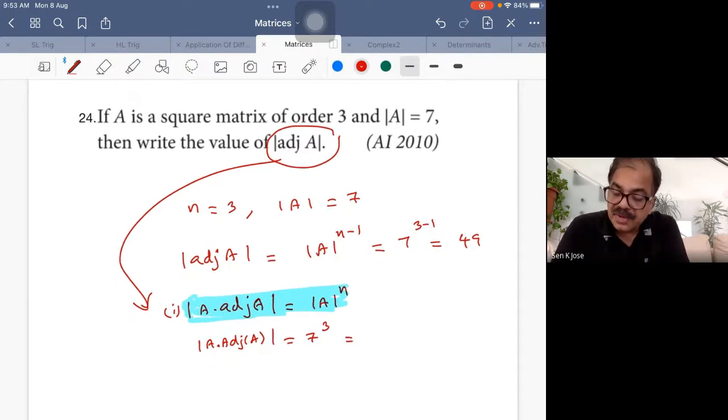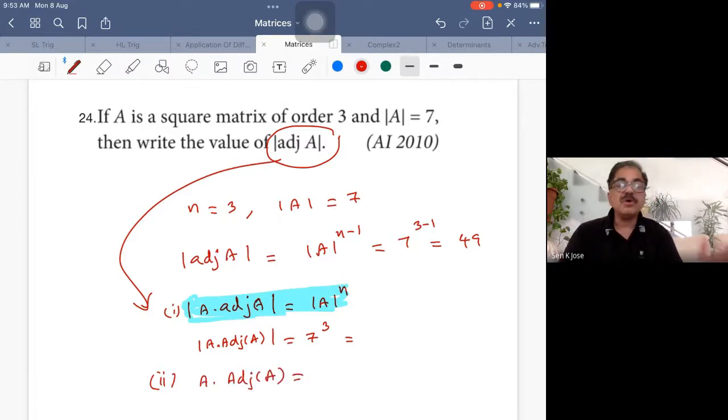Also, they could have asked probably A times adjoint of A. No determinant. A times adjoint of A. So that's a matrix. It's not a numerical answer going to be. It's a matrix going to be the answer, yeah? We have a formula for this. A times adjoint of A is determinant A times I.